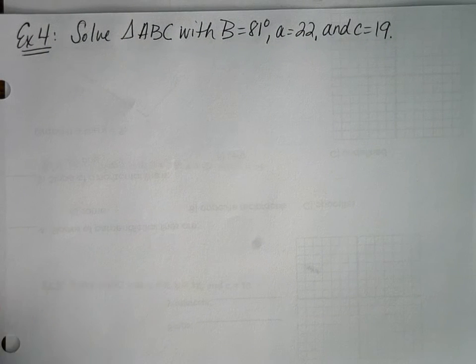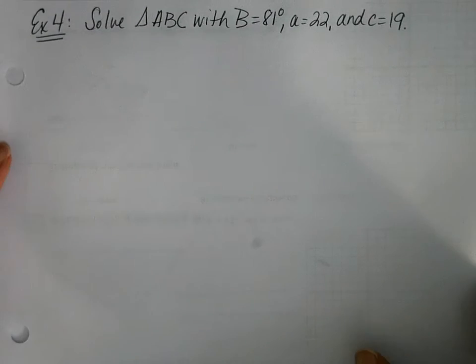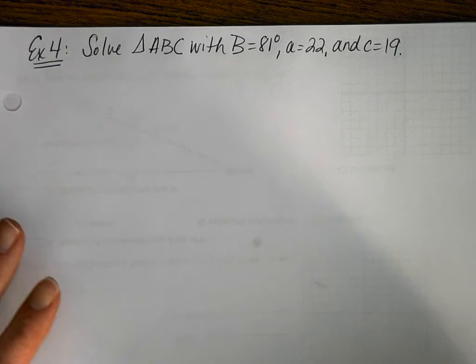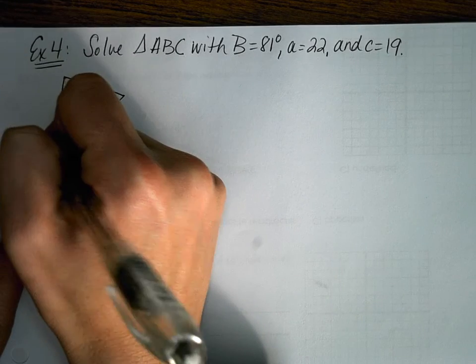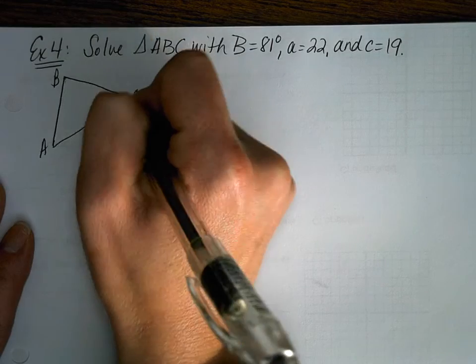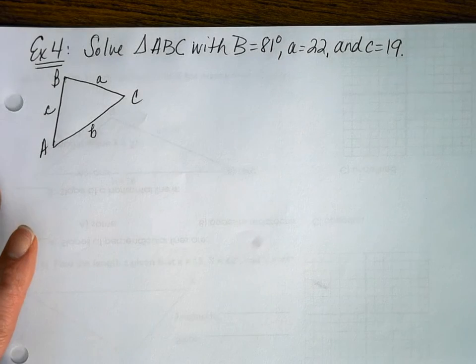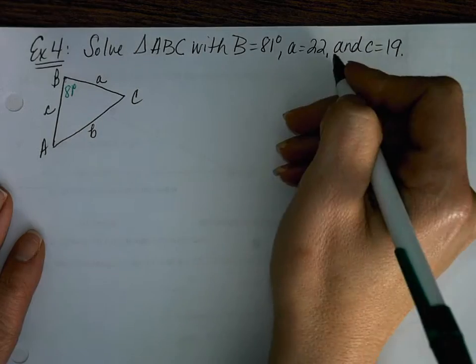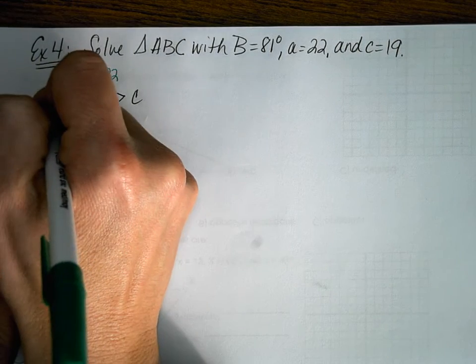Okay, all right. Any thoughts on what we're going to do first? Jack, what do you think we should do first? We should draw the triangle. Yeah, let's draw a picture. Let's see what it looks like. So I'm going to take triangle ABC. Little a is across from angle A, little b is across from angle B, little c is across from angle C. All right, they tell me angle B is 81 degrees. They tell me little a is 22. And they tell me that little c is 19.